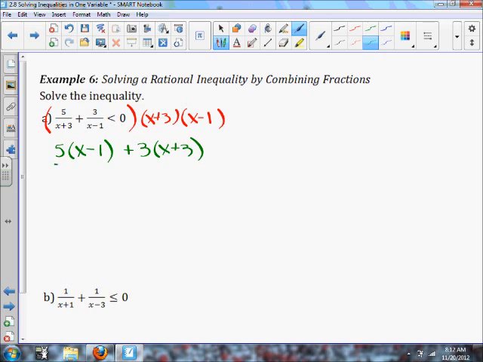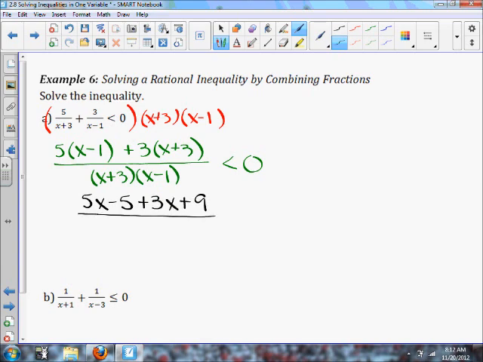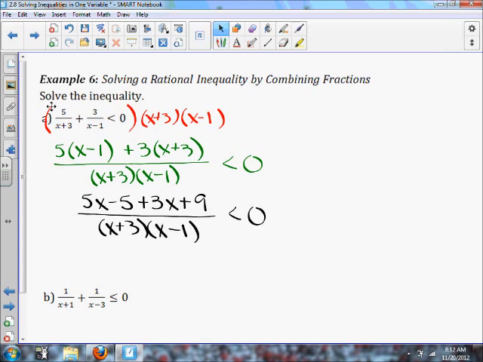Over x plus 3 times x minus 1. We want to see where that is less than 0. Okay? All I'm doing is combining fractions here. Yes, question? Okay. So when we simplify this, we'll end up with 5x minus 5 plus 3x plus 9 over x plus 3 times x minus 1. And again, we want to see where it's less than 0.